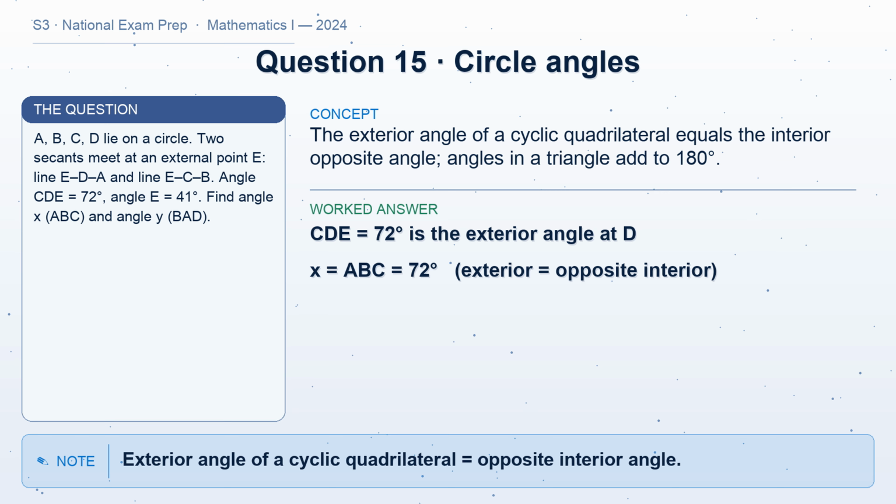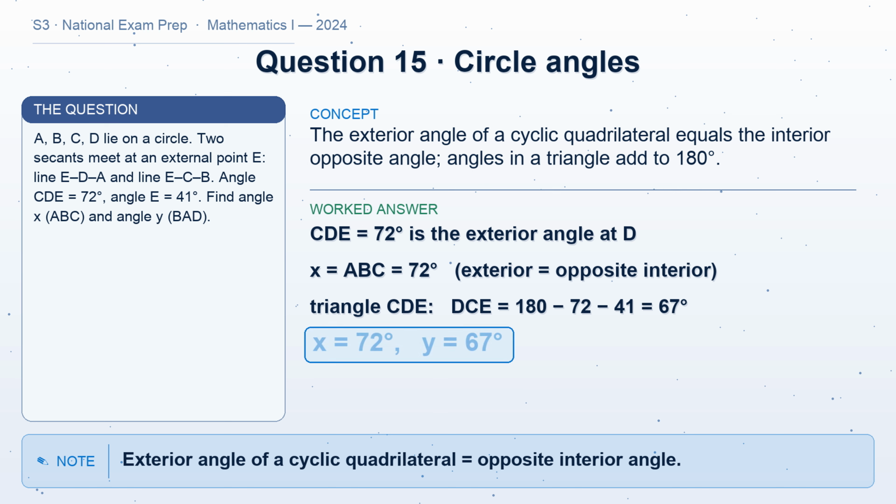Next, in triangle CDE, the angles add to 180, so angle DCE is 180 minus 72 minus 41, which is 67 degrees. That is the exterior angle at C, so Y, the angle BAD, is 67 degrees. So X is 72 degrees and Y is 67 degrees.